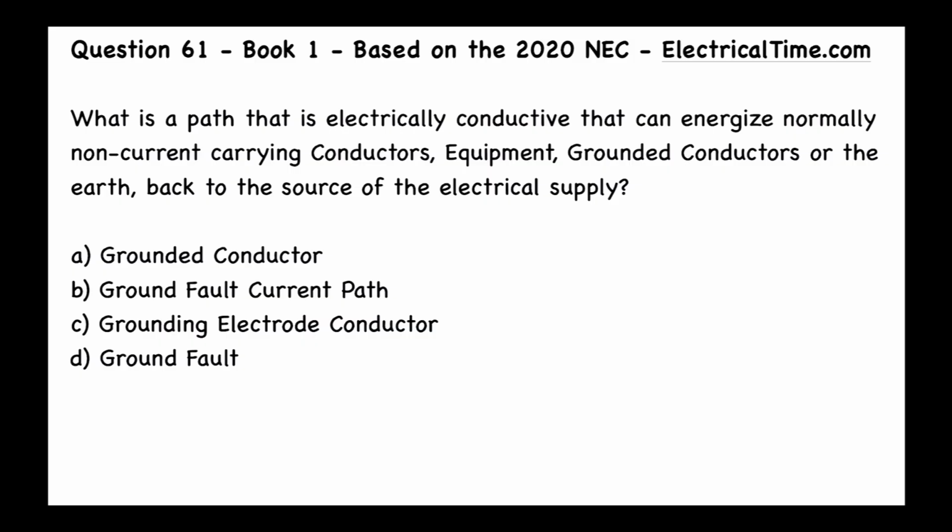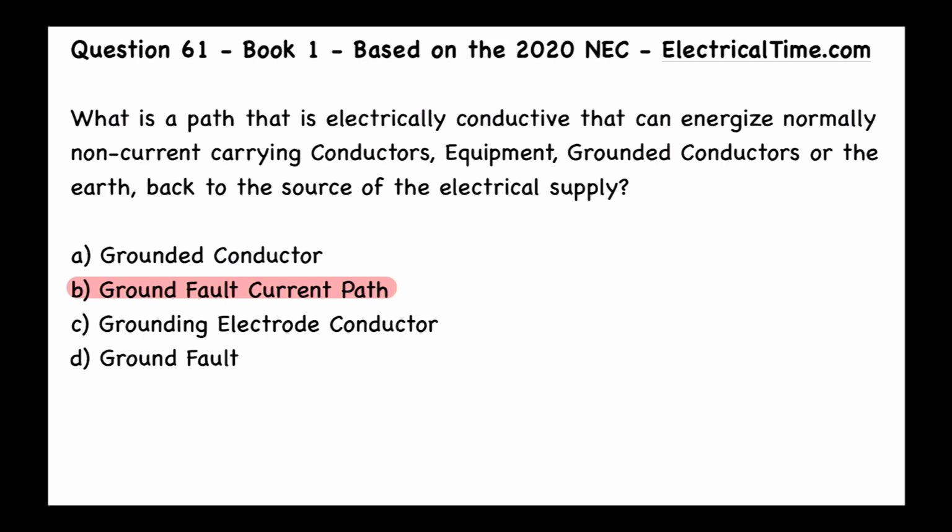And the answer to this question is going to be B, and that's going to be the ground fault current path. So let's go into our textbook and see how we found this answer. But before we do that, just looking at this, I'm getting the sense that this is going to be a definition. And we've got a couple of choices here. So maybe one of the steps here is to look at each one of these possible answers and then go to Article 100 and see if you can find those definitions.